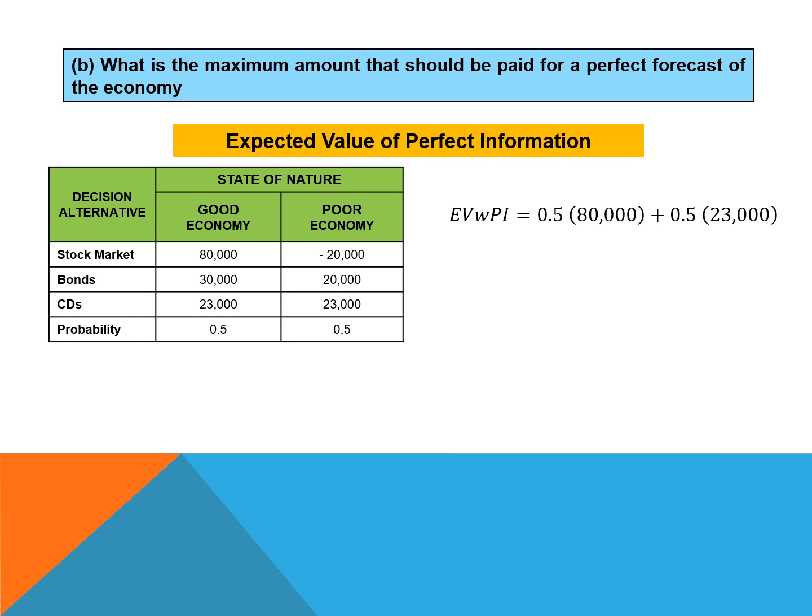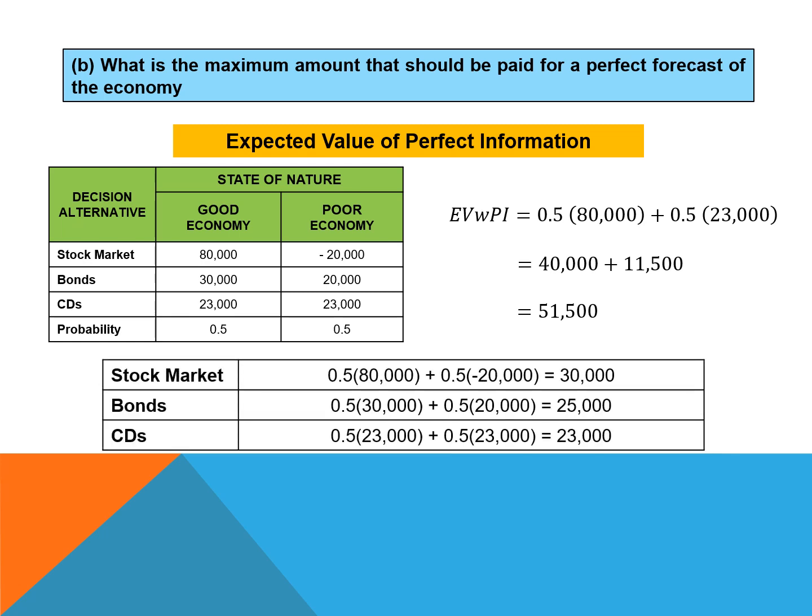And we add 0.5 multiplied by 23,000, because 23,000 is the best payoff under the poor economy outcome. So the result is 40,000 plus 11,500, we get 51,500. So that is the expected value with perfect information. We can now compute for the expected value of perfect information.